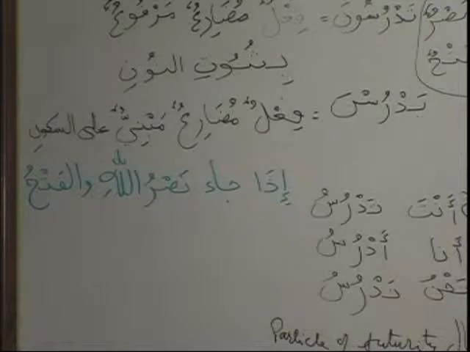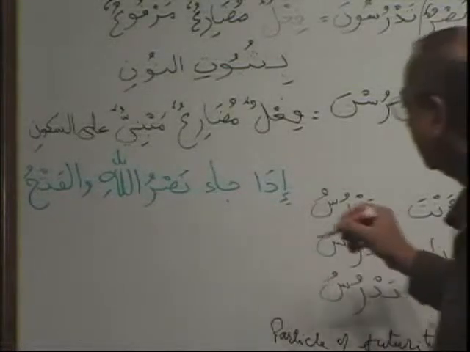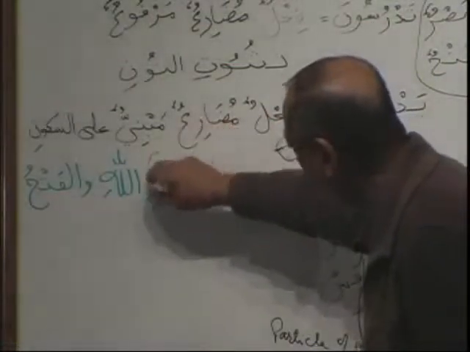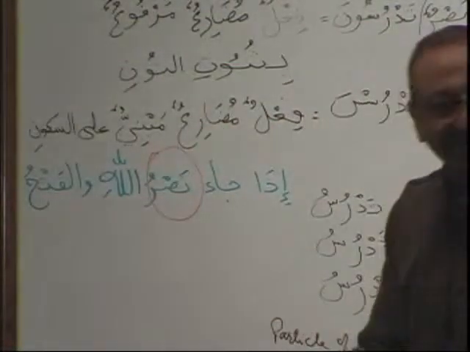Ja'a is your fi'l madi. Where is the fa'il, brother? Nasru is your fa'il. How do you know Nasru is fa'il? You can see it's marfu. Are you with me, brother? So, Nasru is your fa'il.